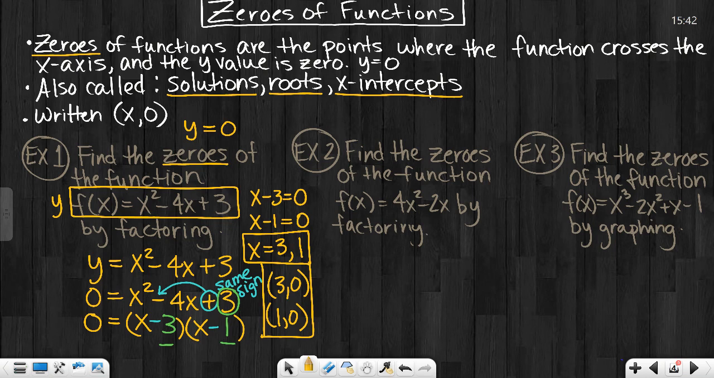So let's move on to example 2. It's a little bit different. So once again, you see that keyword zeros of the function. And this time we're looking at the function f of x equals 4x squared minus 2x. So if you look at this, it's not really a trinomial.